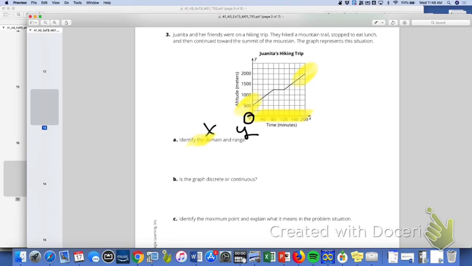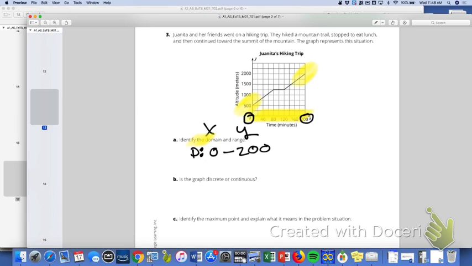So look at the scale, guys. The scale goes from 0 to 200 as you're going from left to right. So that means the domain is just from 0 to 200. If you look straight across the graph, your X value goes to the left at 0, goes all the way over to 200. So you can just write 0 to 200.